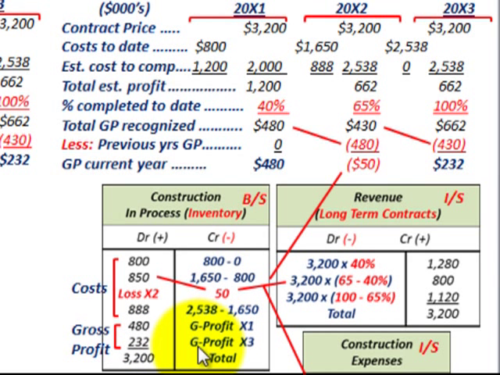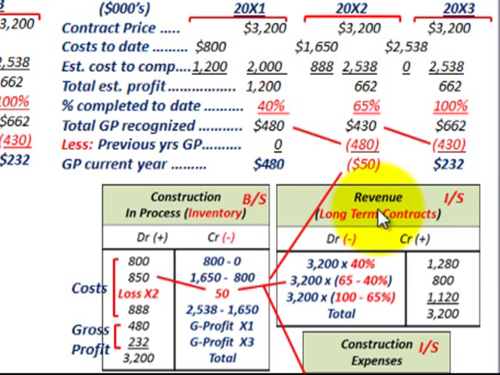So we've accounted for our gross profits, but because we had a profitable contract still sitting on our books in 20x2, we were able to absorb this loss. And by doing that, we reduced our construction in process account.